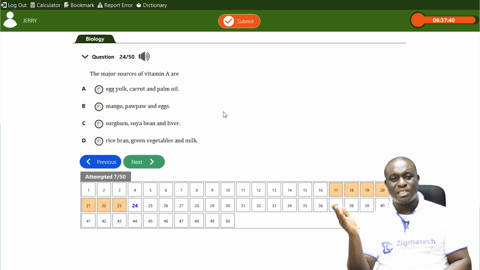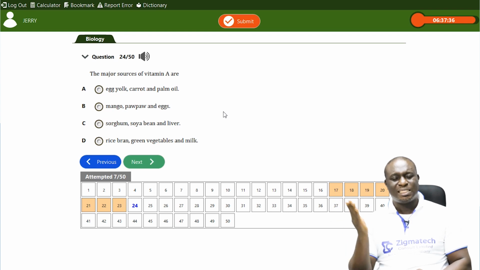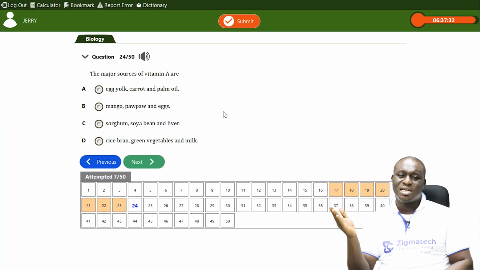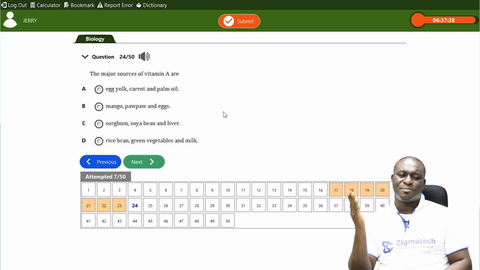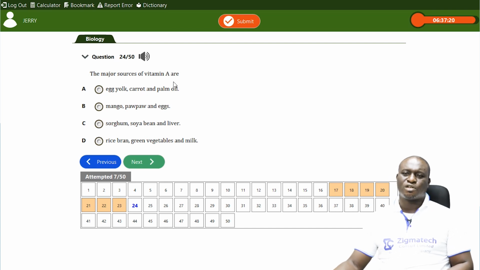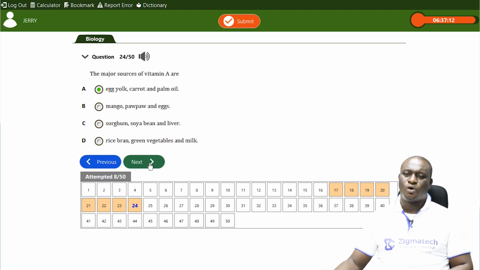Deficiency of vitamin C causes what we call scurvy. Deficiency of vitamin D causes what we call rickets. Deficiency of vitamin E causes sterility or infertility. And then deficiency of vitamin K causes hemorrhage or hemophilia. So if you look at the options we have here, the major source of vitamin A is option A. Egg yolk, carrots, as well as palm oils.